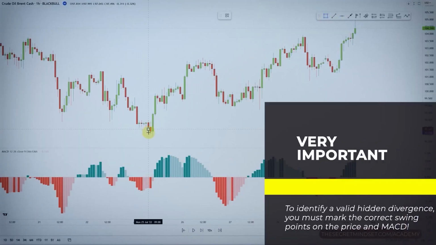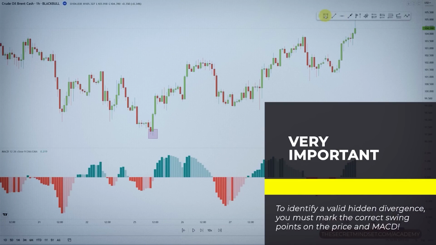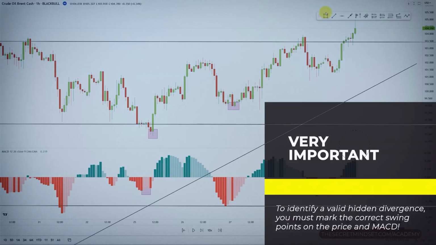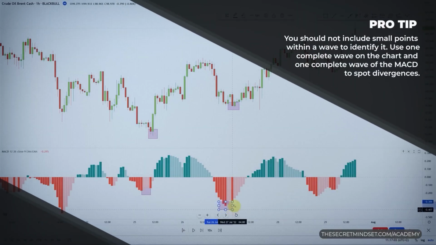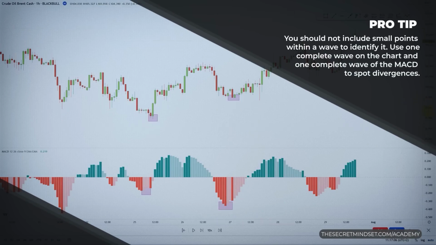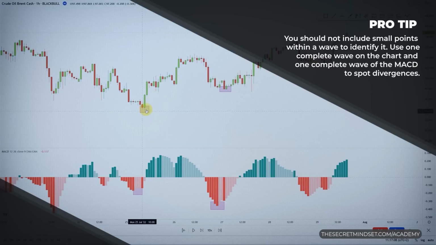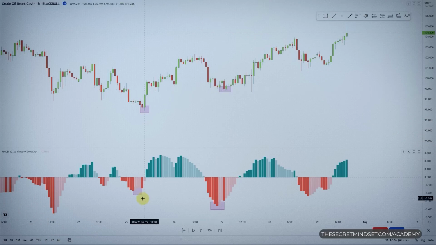Now, to identify a valid hidden divergence on the chart, you must mark the correct swing points on the price and the MACD. So you should not include small points within a wave to identify it. Use one complete wave on the chart and one complete wave of the oscillator to spot divergences. You need to correctly mark the higher highs and lower lows on the price and on the MACD histogram. Very important.